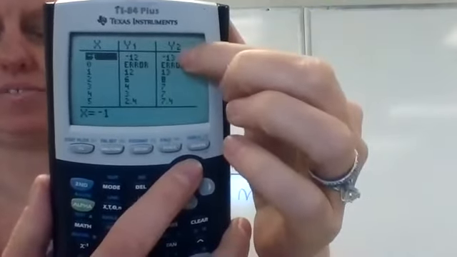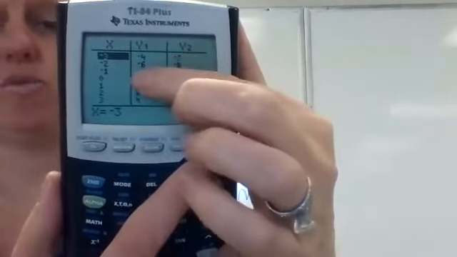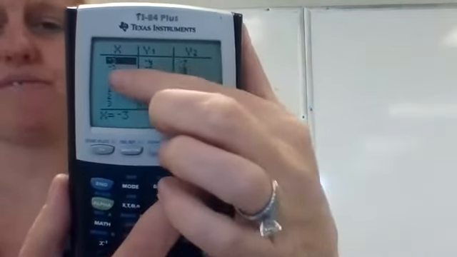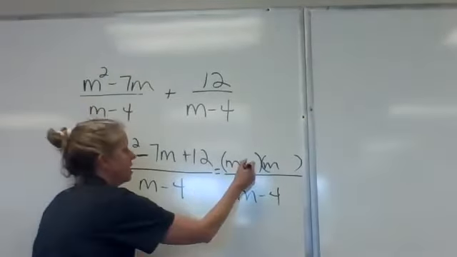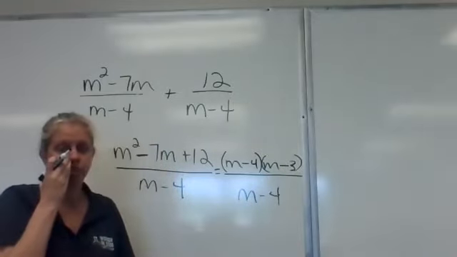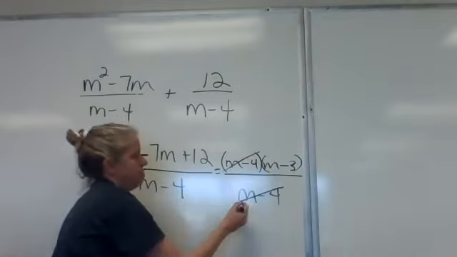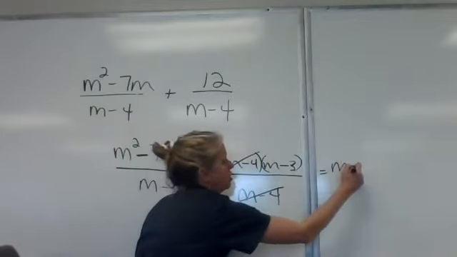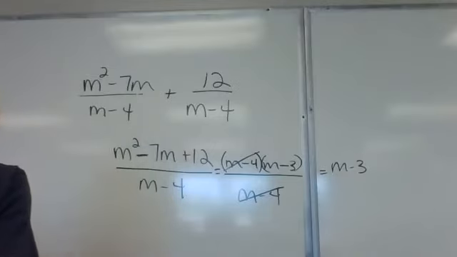So here comes my negatives. -8, there's -7. Who makes that happen? -4 and -3. So I'm going to have -4, -3. So after you factor, what do you do? You're going to cancel those m minus 4. So all you're left with is m minus 3.